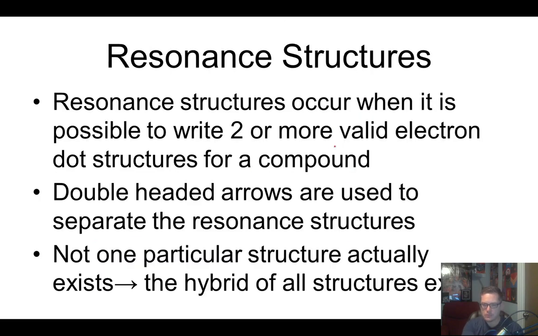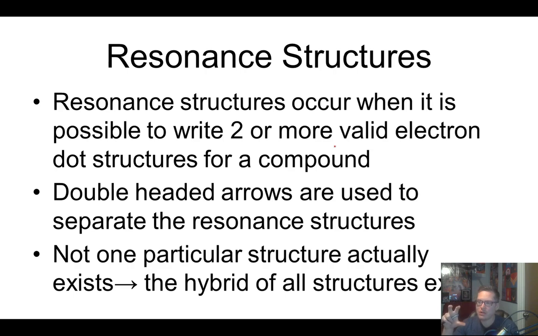Now, resonance structures are things that happen when it's possible to write 2 or more valid electron dot structures. That means the octet rule is followed, and that also means we've used just the right number of electrons. So these are called resonance structures.